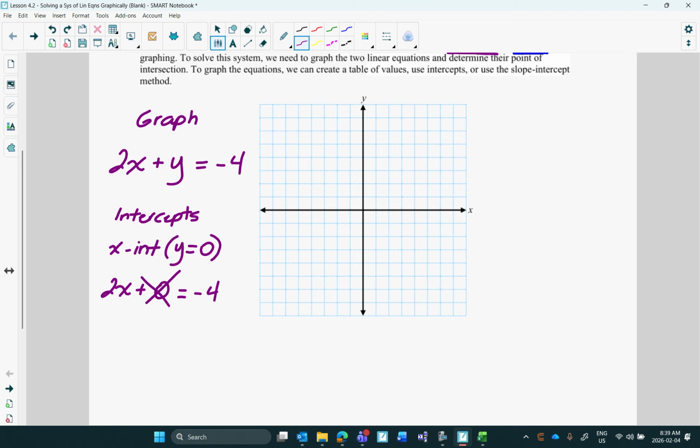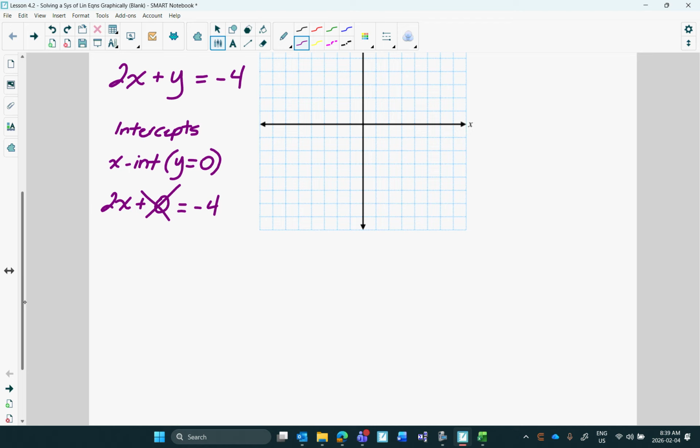What do I need to do to get x by itself? Divide both sides by 2. So if I do that, I get x equals -2. Plot that. On the x-axis, go to -2. That's one of the points.